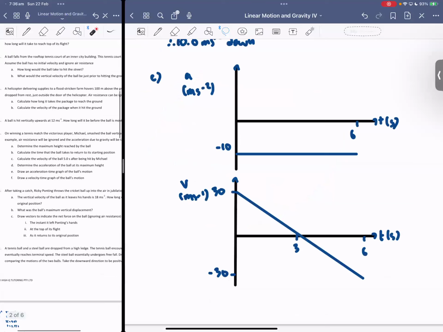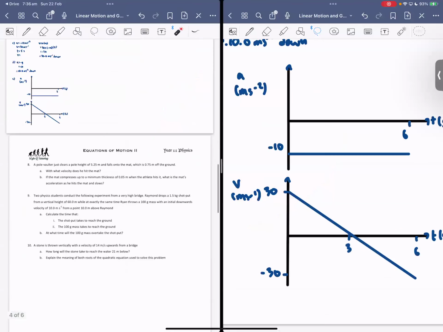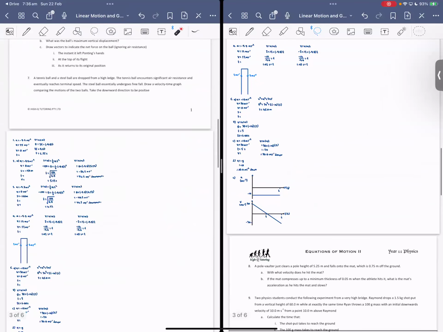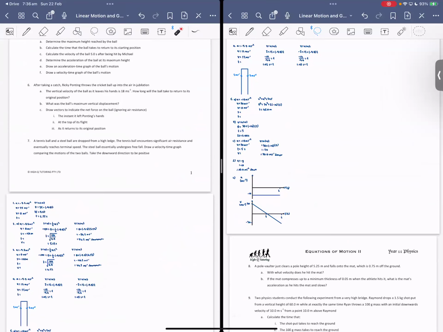All right. Don't worry too much about question 6. I'm just going to move on to question 8. So let's move on to question number 8. Okay, the next two are pretty straightforward.